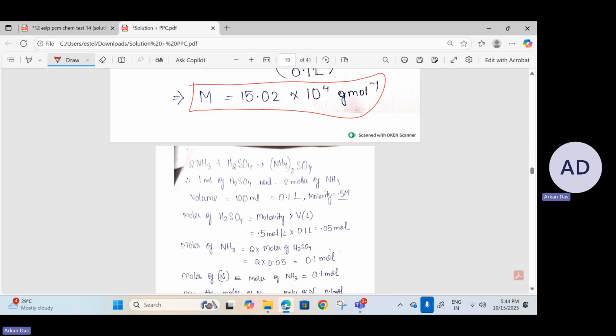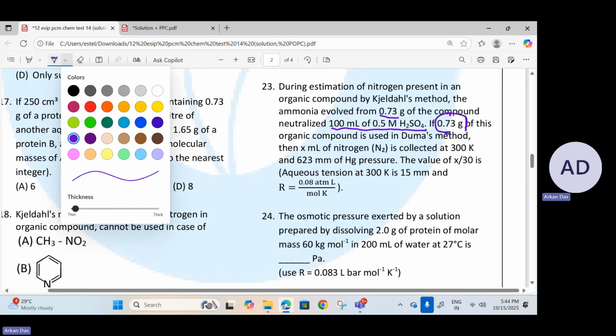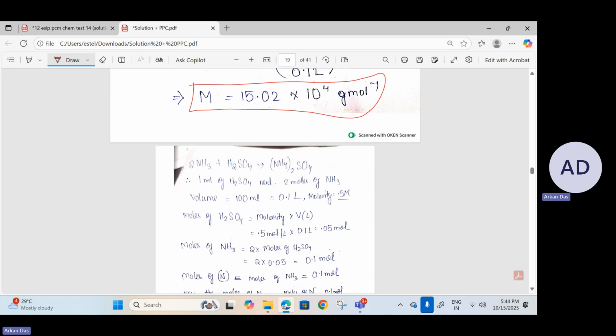So let's start. In the question, first of all, let me read out the brief. They're saying that ammonia evolved is 0.73, which takes 100 ml of 0.5 molar H2SO4 to get neutralized. They are saying if 0.73 gram of this compound is used for Dumas method, then X ml of nitrogen gas comes out. So their question is how much is the nitrogen gas? That's the basic thing. If it is X by 30, we are doing at the end. So let's start our solve.